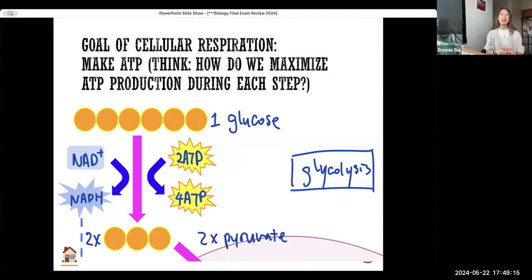So what is the net gain of ATP during glycolysis? It will be 2. What is the total number of ATP that you're gaining during glycolysis? That will be 4. And how many ATP do we use per glucose? Glucose as a reactant is 2 ATP as well.